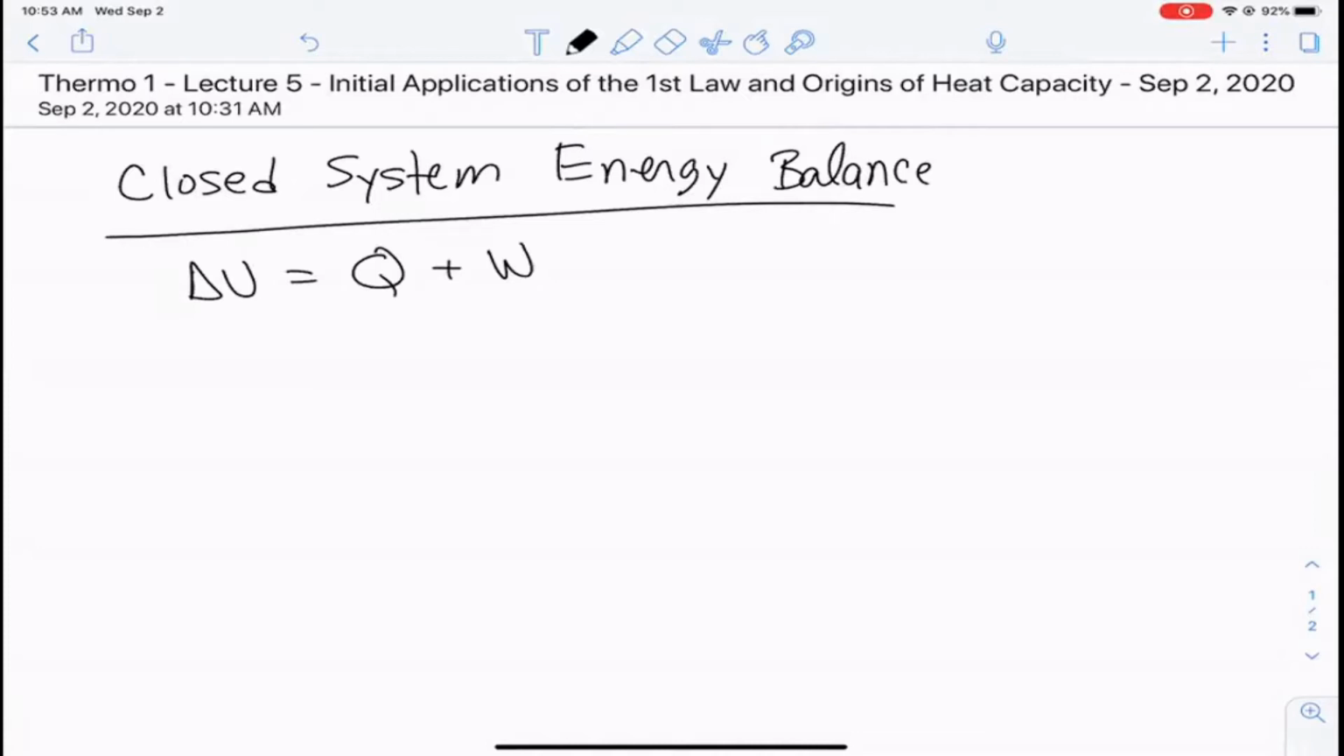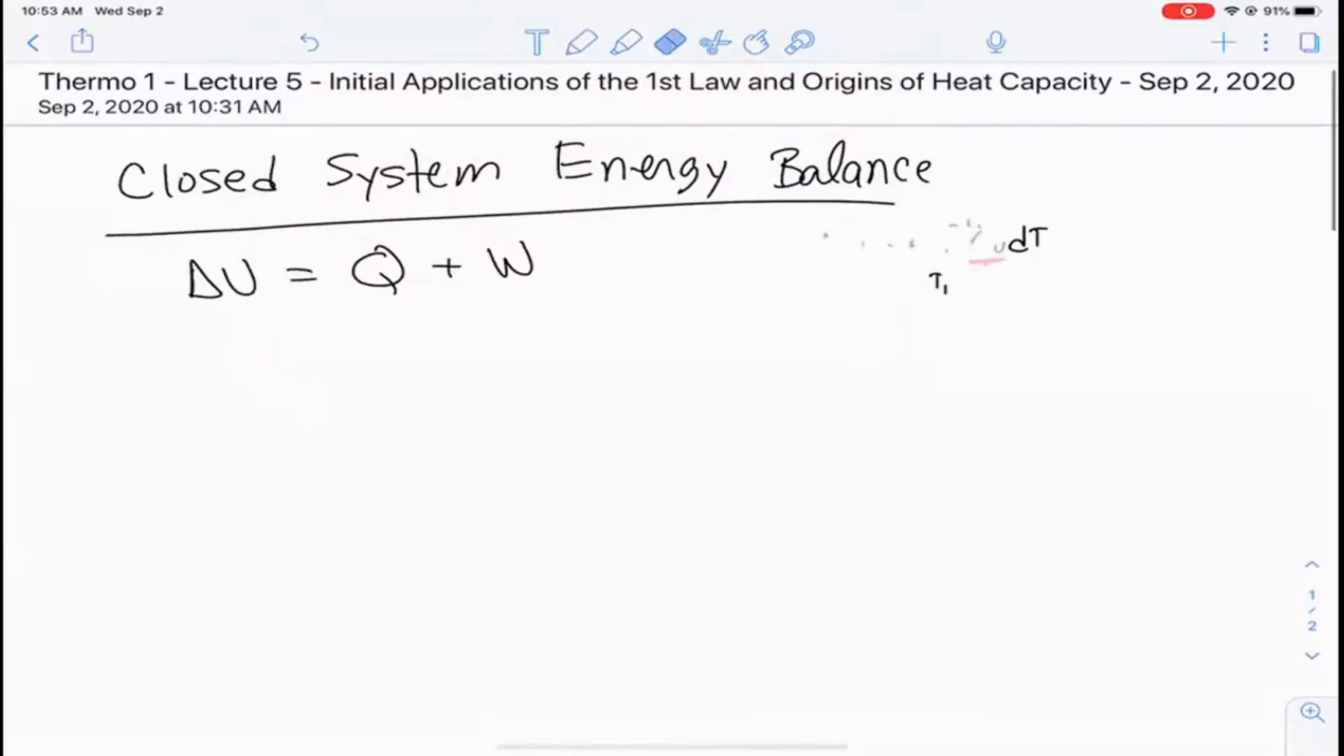And you will remember that we said last time that delta U was the integral of CV dT, or n times the integral of CV dT from T1 to T2. I'm also going to talk a little bit about the origins of that. So we're going to actually derive an expression for the constant volume heat capacity for a monatomic ideal gas, you know, something like argon, right? 1 atom.